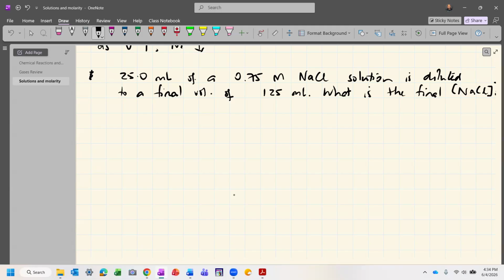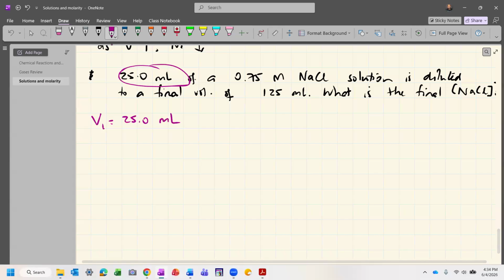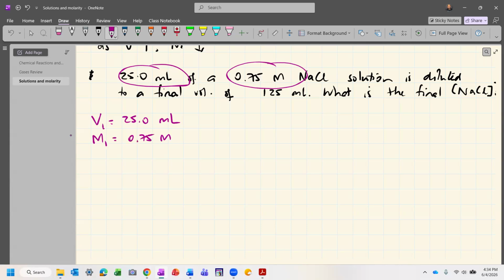Okay, so just like with all the other problems, what are you given? What is it that you need to find, and what are we going to use to get there? So we're told that we're starting off with a volume. So my V1 here is 25.0 mL. I have an initial concentration, so my M1 is 0.75 molar. We're told that it's diluted to a final volume, so my V2 is 125 mL. And then we need to find the final concentration, so my M2 is my unknown.